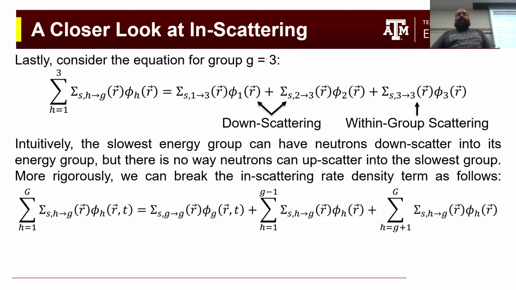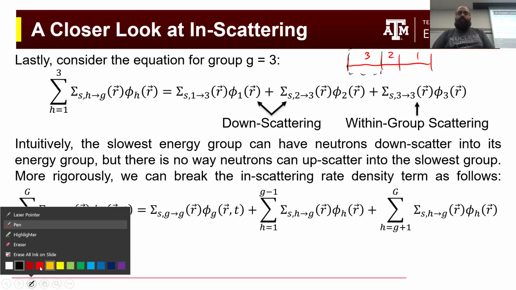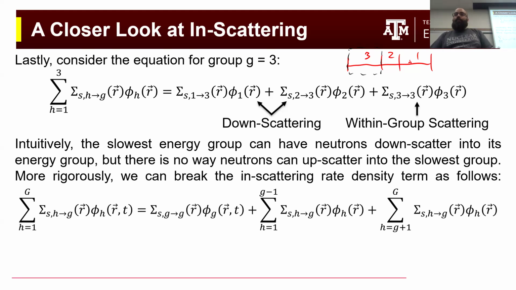And if I looked at group 3, we would see that group 3 only has down scattering or within group scattering. Because if I draw my picture again, with 1, 2, and 3, and I'm keeping track of 3, then the things that could happen is I could go from 1 into 3, which would be down scattering. I could go from 2 into 3, which would also be downscattering, or I could go from group 3 back into group 3, which would be within group scattering.